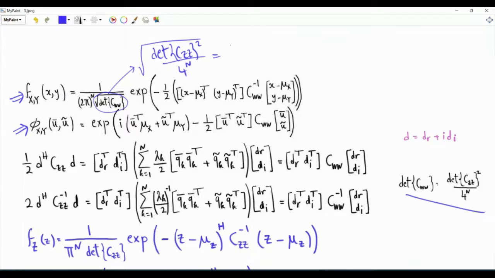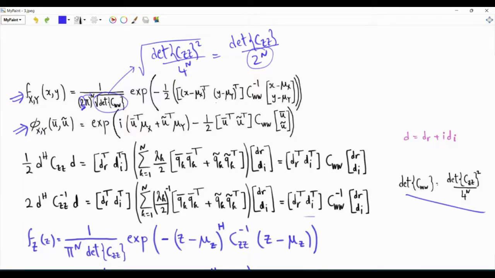And this gives, when we take the square root, the determinant of CZZ divided by 2 to the power n. And this 2 to the power n will eliminate the 2 to the power n that we have here. And so the outside factor in the PDF now becomes pi to the n, and we have determinant of CZZ without a square root. Now for the quadratic form involving the inverse of CWW, it is double the quadratic form involving CZZ.